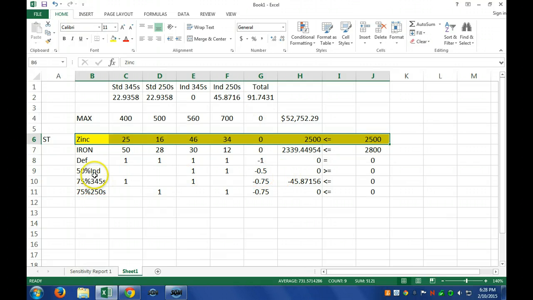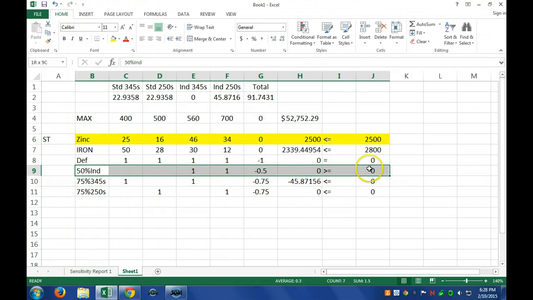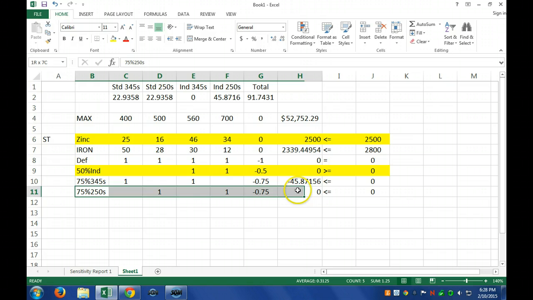It is. Okay? Because if it's solved with equality, like you see here, 2,500, 2,500, 0, 0, that thing is binding. How about this one? 75% of 345s? No. But this one, 75% of 250s? Well, it is. Because we're making exactly 75% of 250s. We could probably make, if we relax that constraint, we could probably make more 250s and make more money, but we didn't.